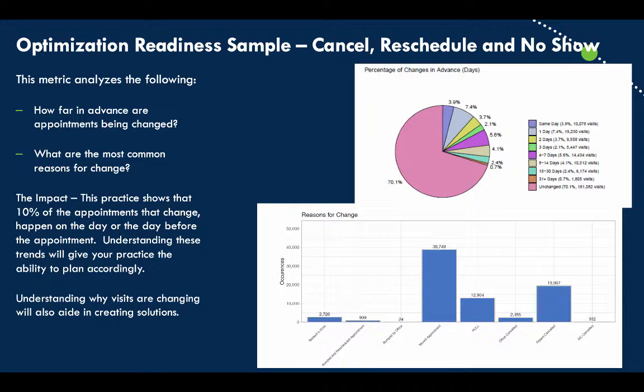We're also taking a look at how far in advance are your appointments changing, rescheduling, or no-showing, and what are the most common reasons for those changes. What we want to be able to do is plan accordingly. Does it mean that you need to tweak some of your patient engagement tools and how far in advance you're notifying patients of those reminders? Because maybe people are canceling when they're getting those reminders and then you don't have enough demand to backfill those now available appointments. So by understanding the trends, we can configure your new practice management environment accordingly.